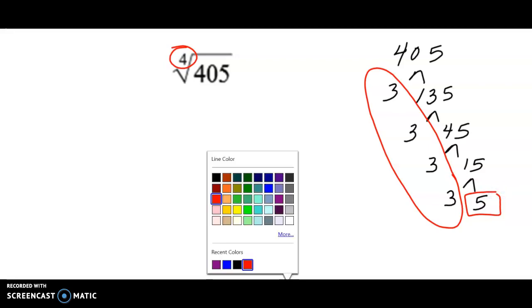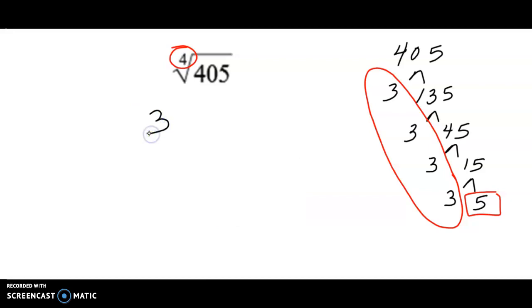So then your final answer, 4 3s means 1 3 in front of the radical, and then the 5 has to stay under. So it's 3 times the 4th root of 5.